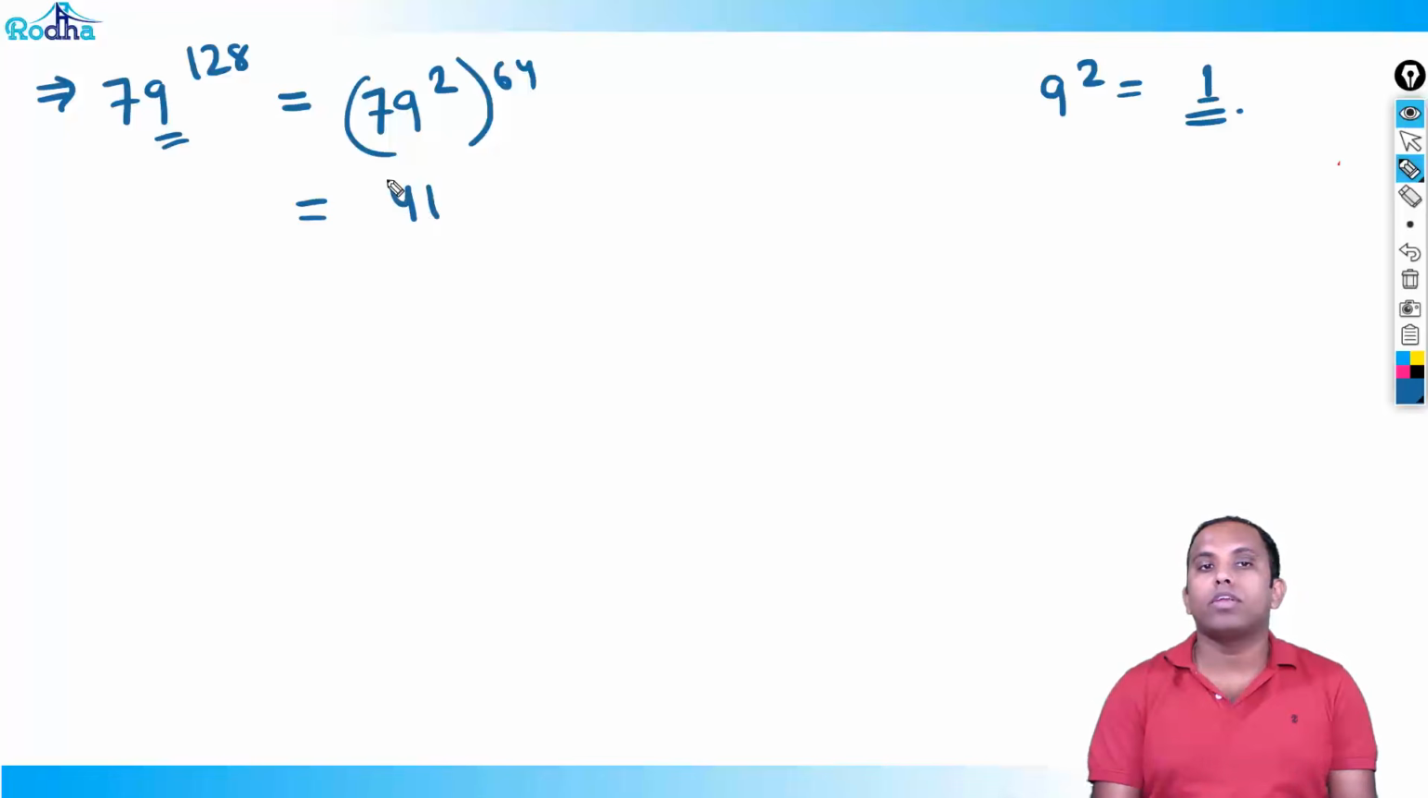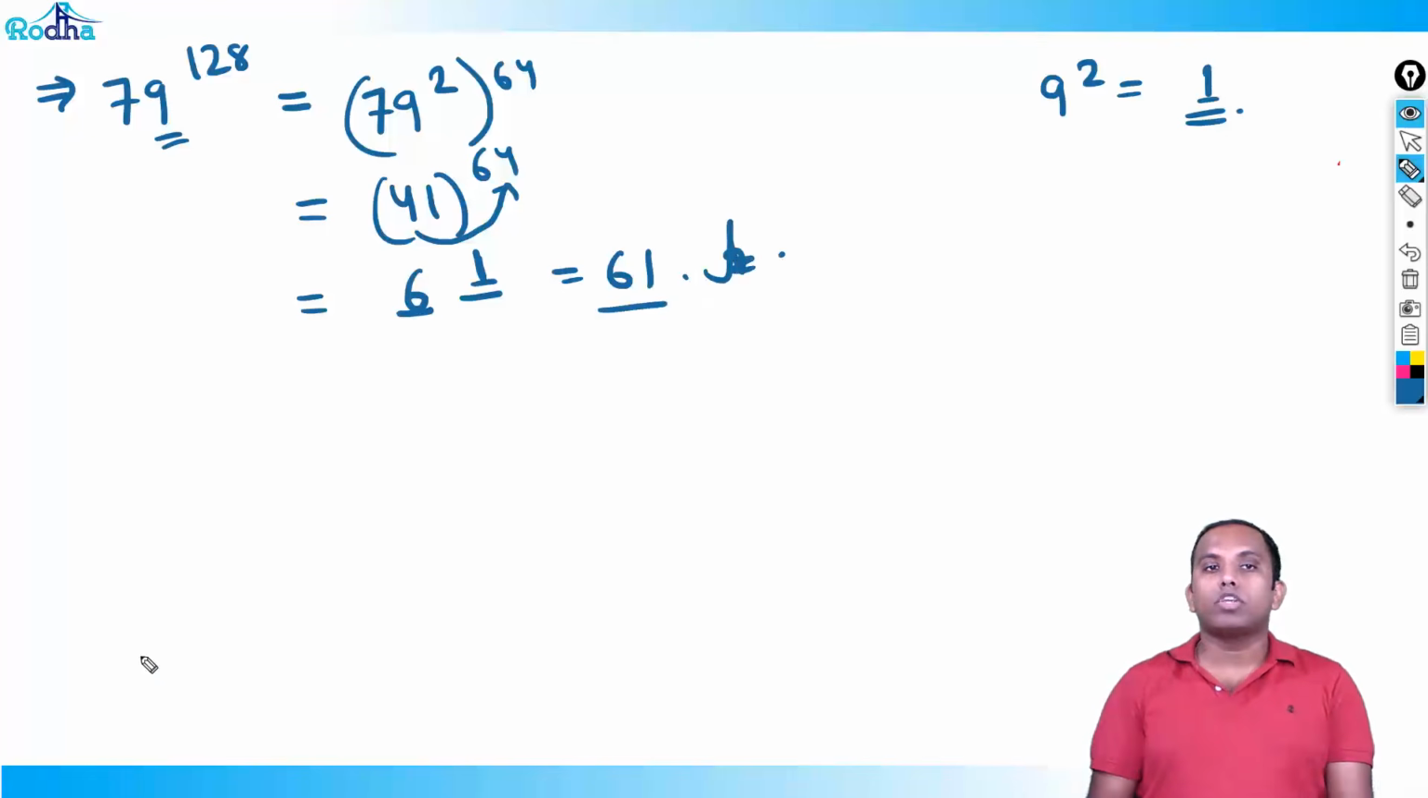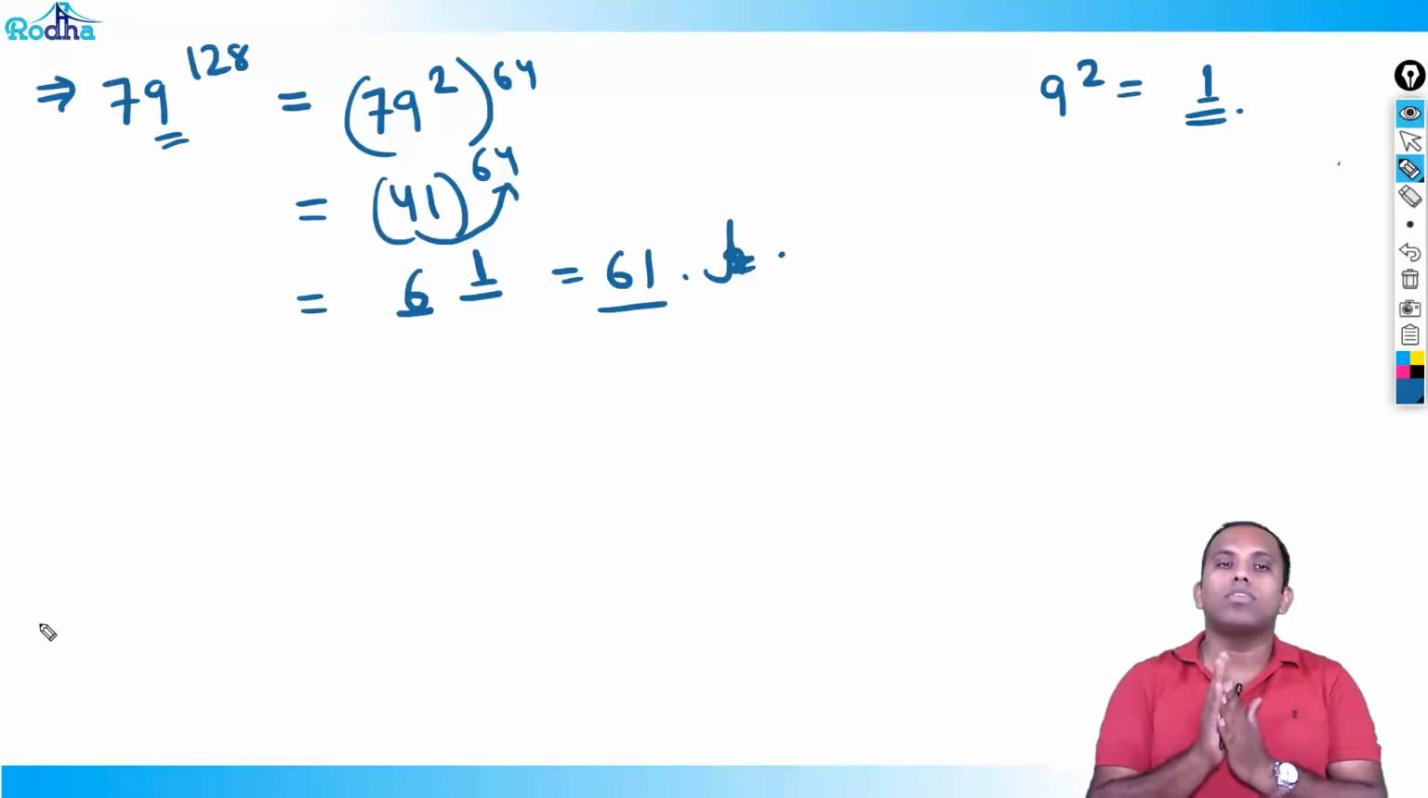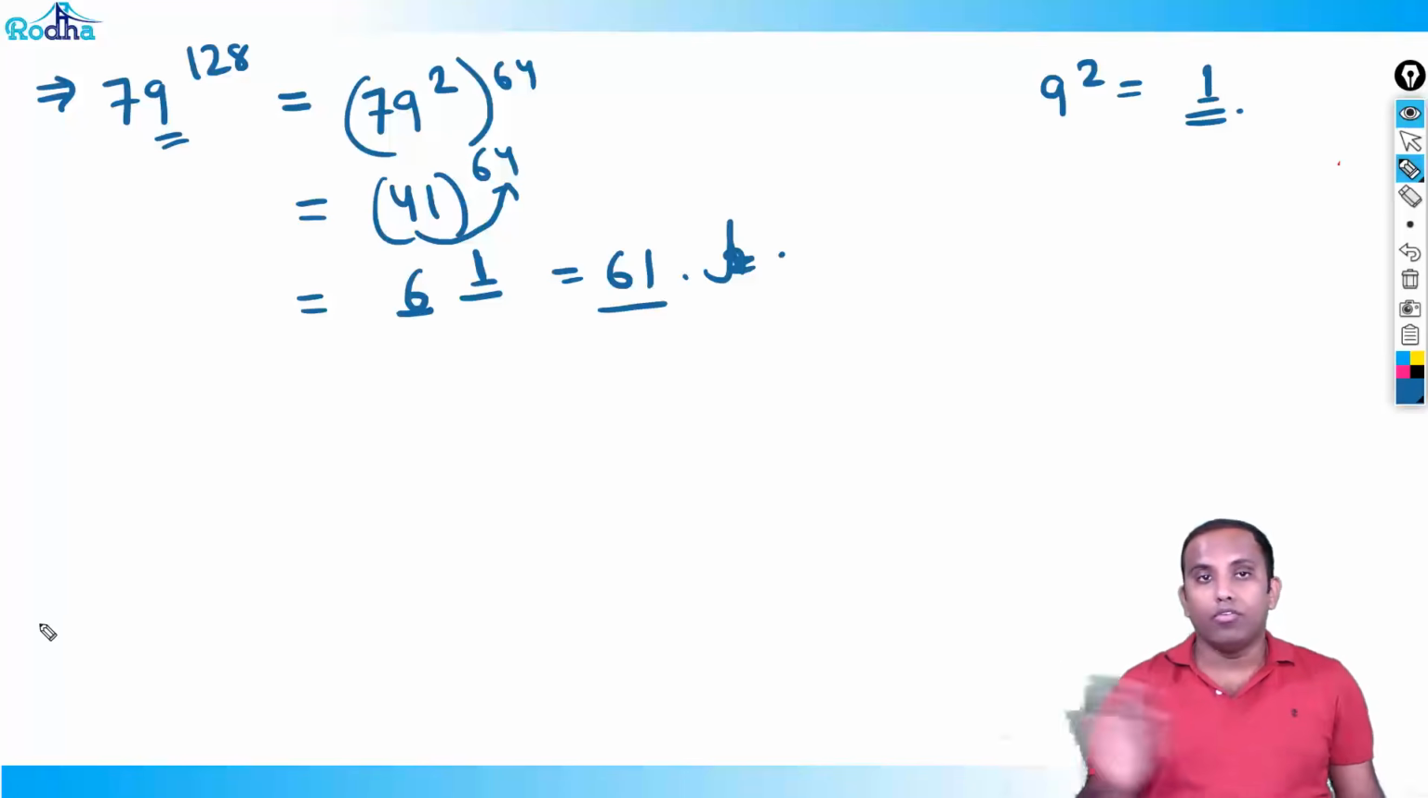What is the answer? 41 raised to 64. What is the answer? It will always end in 1, because a power of 41 will always end in 1. What is the tenth digit? 4 into 4, 16. So last is 6. So what is the answer? The answer is 61. So 79 raised to 128 is ending in 61, right? So again, a very easy concept, a super concept. You can get the last two digits very fast.